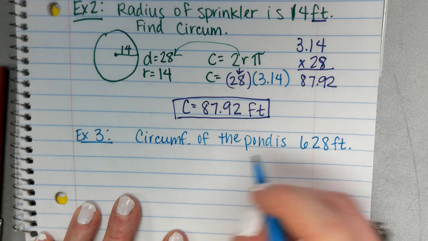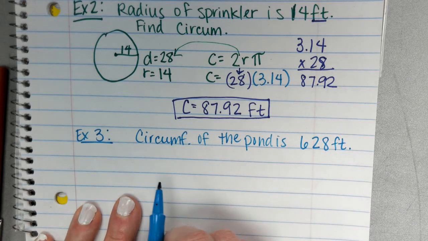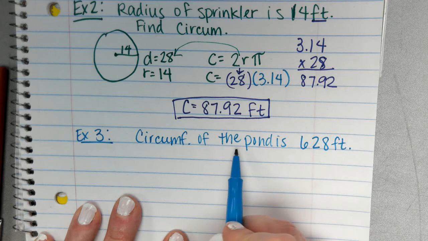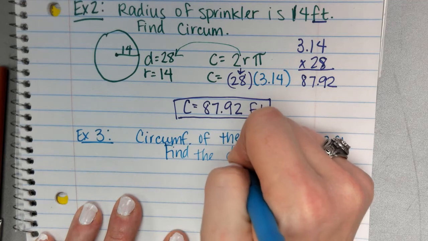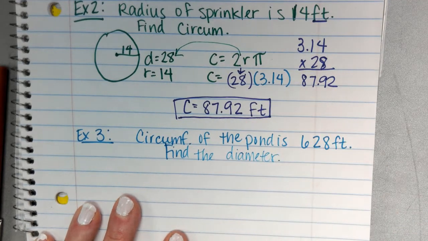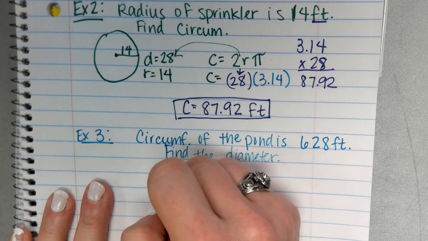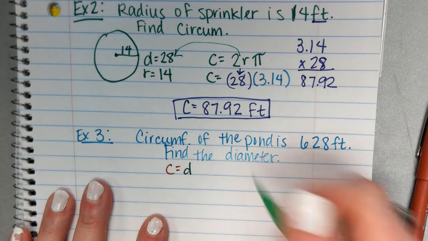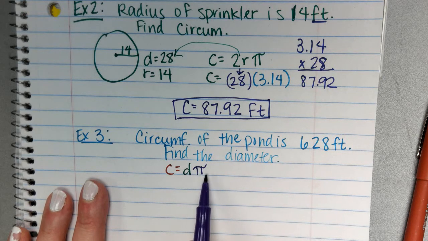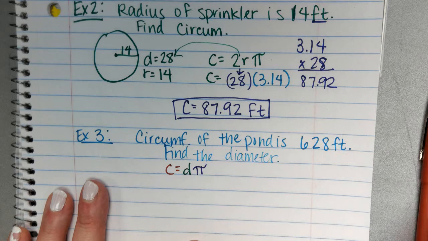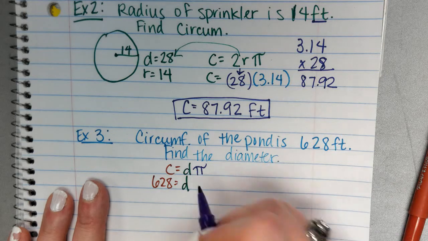The radius. Oh wait, you don't know what that is. Okay, so all you know is that the circumference is 628 feet. Find the diameter. My pen is dying. Okay, so if we look at our formula, it says C equals D times pi. Well, we know pi is 3.14. We know the circumference is 628, so I'm going to put that in. We don't know D, so we're just going to keep that at D.